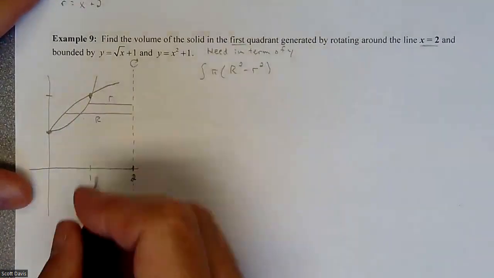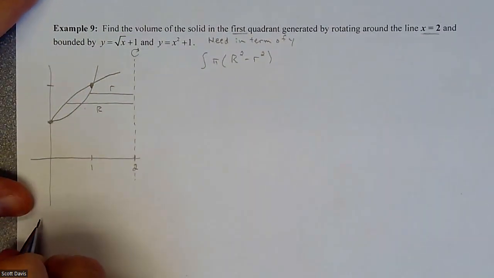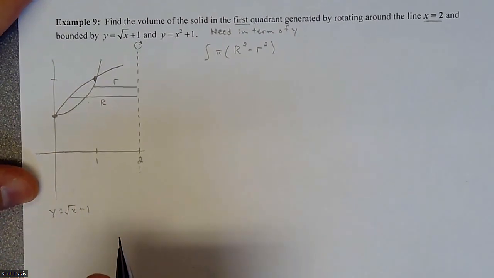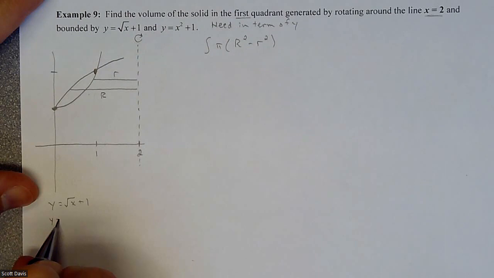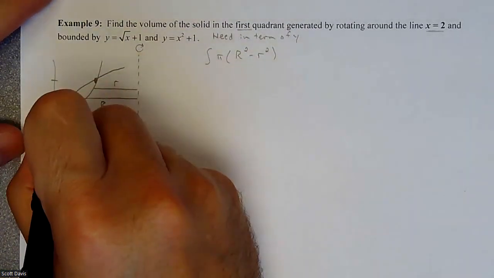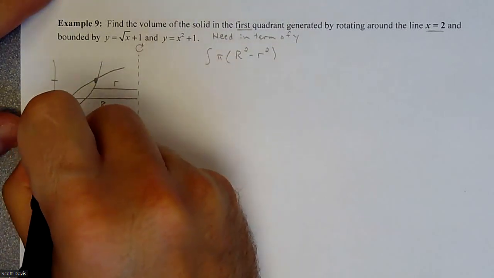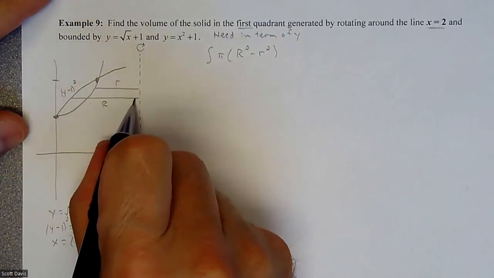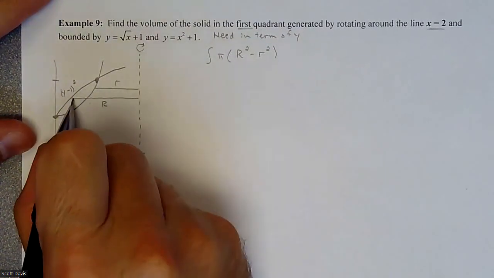So if I take this equation right here, let's go down here, and I have my y equals the square root of x plus 1. Let's isolate the x instead. So we'll subtract the 1: y minus 1 equals the square root of x. We'll square both sides. So x would be y minus 1 squared. So the square root graph has an equation of x equals y minus 1 squared. And actually, that's going to be part of the big radius, because we're hitting that line.